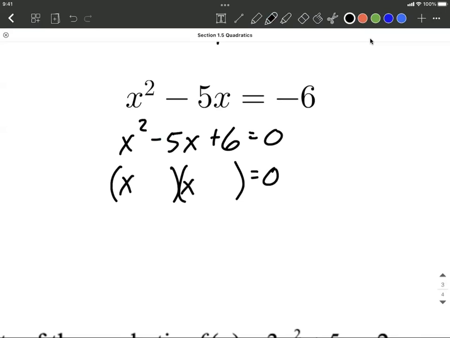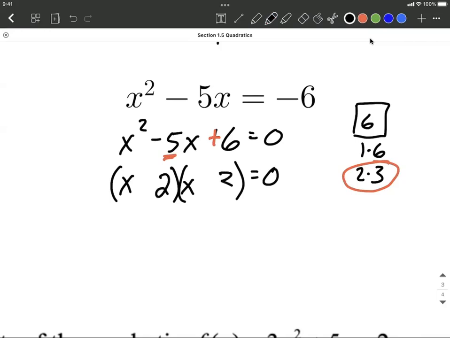Again, x and x make the x squared in front. Again, I'm going to list 6 off to the side as my constant. Think 1 times 6 or 2 times 3. This time, it's a positive constant, so I'm looking for the pair that adds together to make, sorry, adds together to make our middle number 5. So this time we go with 2 and 3 add together to make 5. So I'm going to use 2 and 3.